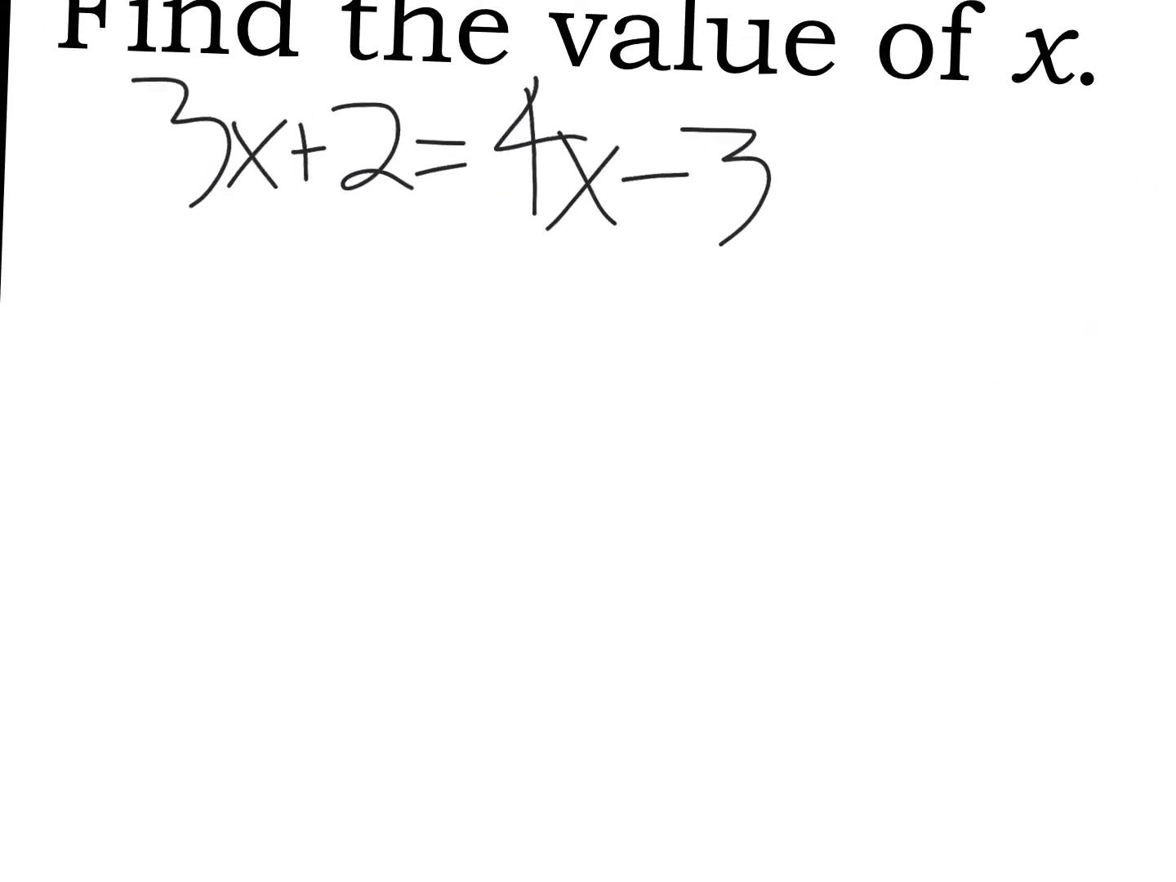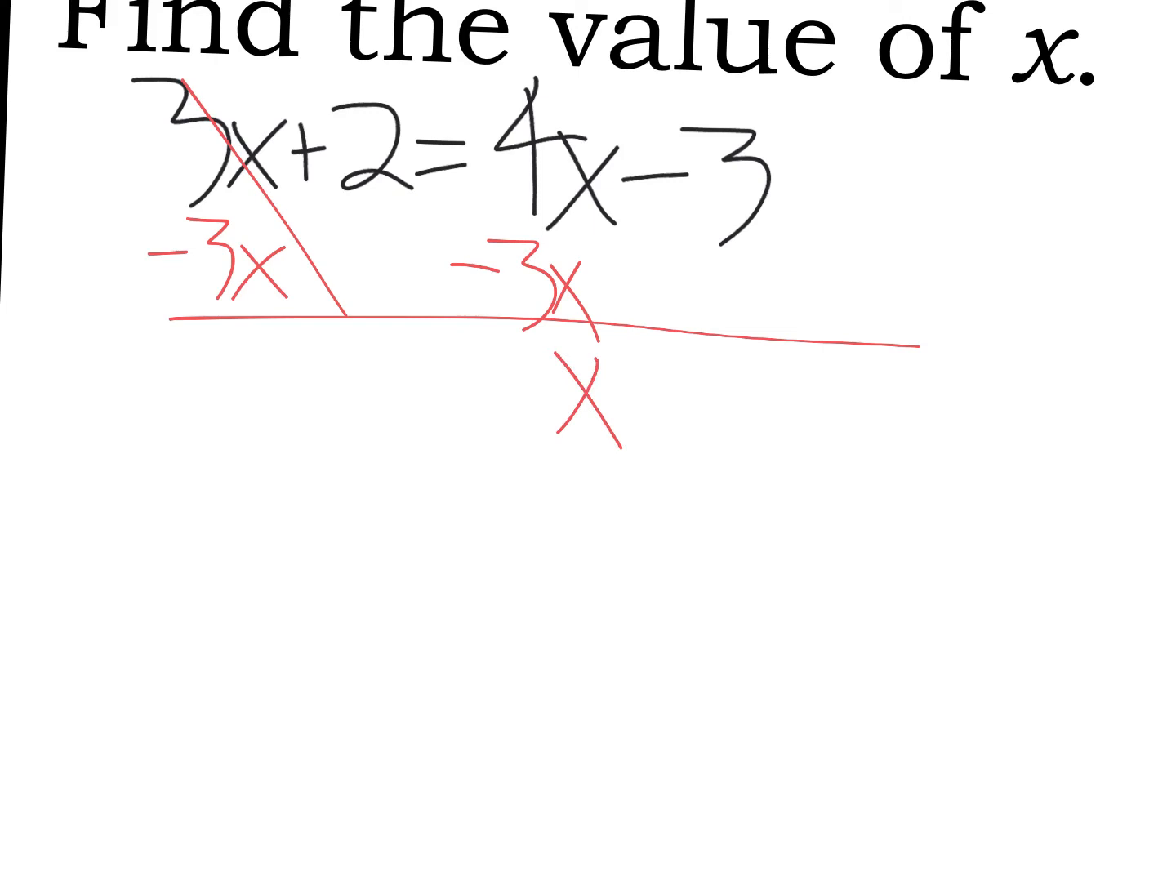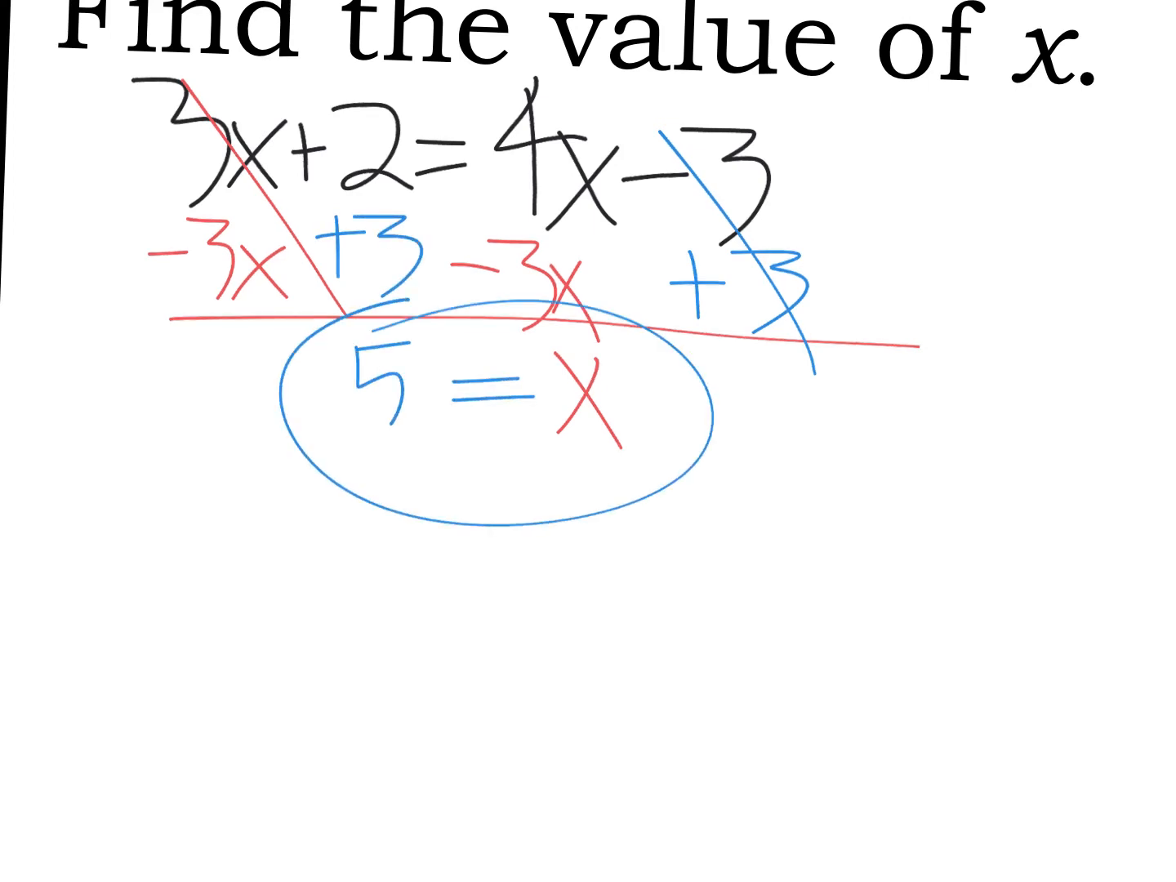Let's get all our x's on one side. So 3x is smaller than 4x, so I'm going to minus 3x to the right-hand side. And 4x minus 3x is just an x. And now I'm going to get my constants to the left-hand side, so I can add 3 over to the 2, and 2 plus 3 is 5. So here I have 5 equals x.